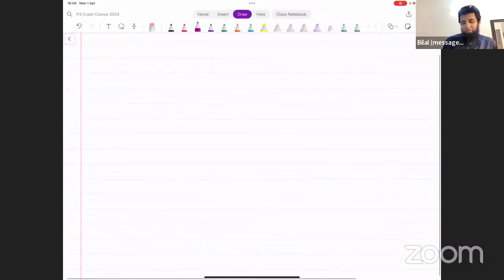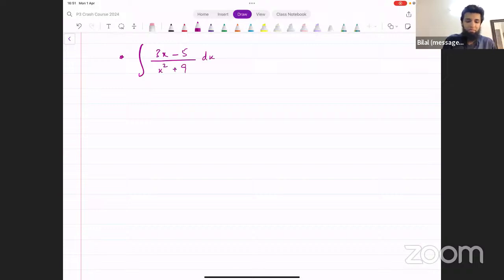Let's say you have to integrate something like this: 3x minus 5 divided by x squared plus 9. We want to integrate this now. So we've done 3 different methods until now, remember? We've done the ln rule for fractions in particular. We've done the ln rule, tan inverse rule, and partial fractions. These are the 3 rules that we've done.